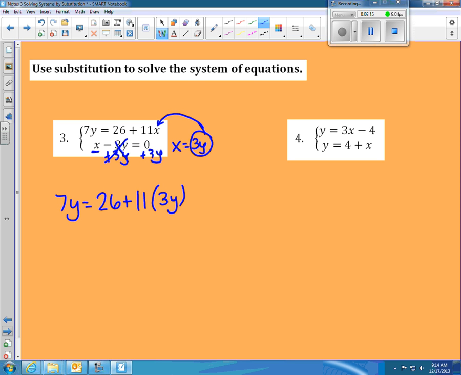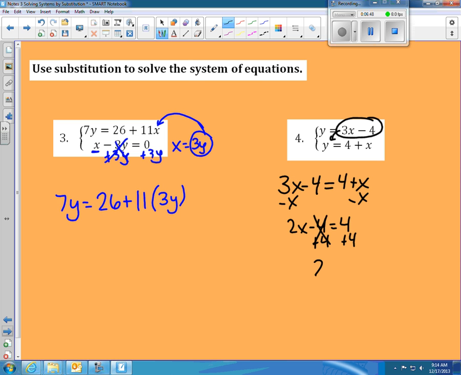Okay, so looking at problem 4, I see that both of my equations are y equals. So if they're both equal to y, that means that they're equal to each other. So I can plug that in place of y. So now I have 3x minus 4 equals 4 plus x. The two equations equaled y, therefore they're equal to each other. So I minus x, we get 2x minus 4 equals 4. We're going to add 4 to both sides. So 2x equals 8. Divide both sides by 2, so I have x equals 4.